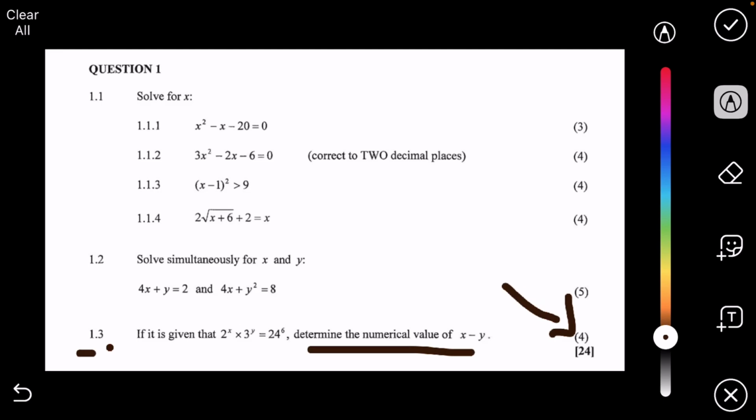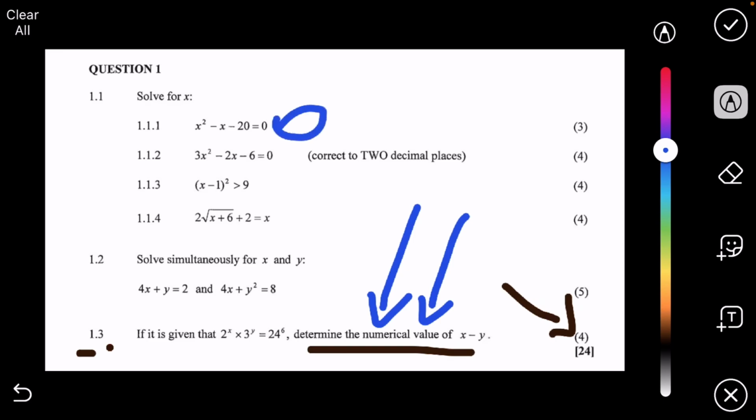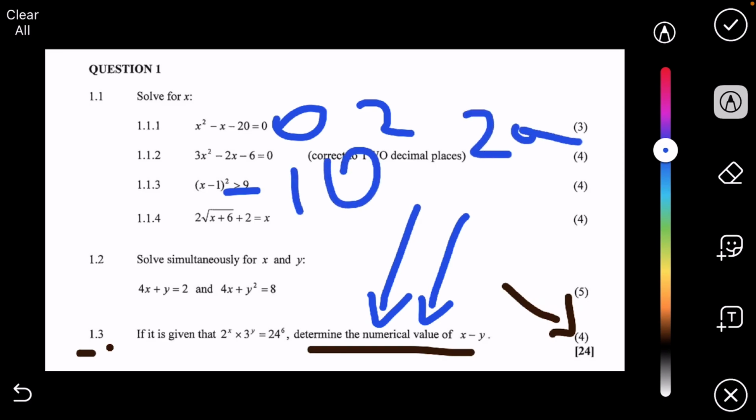What exactly is expected of you, ladies and gentlemen? They want you to determine the numerical value. Very, very much important. Remember, a numerical value could be 0, it could be 2, it could be negative 10, it could be 200. Whatever number, ladies and gentlemen, that you get, it's what we call a numerical value, which is what the question wants you to calculate. What numerical value? The numerical value of x minus y.